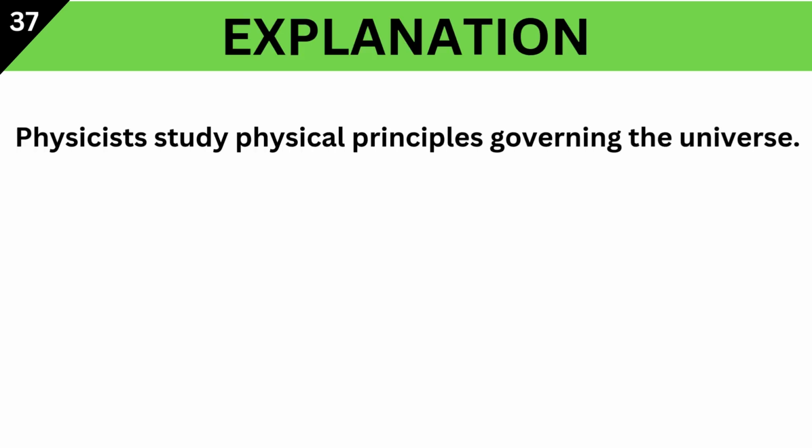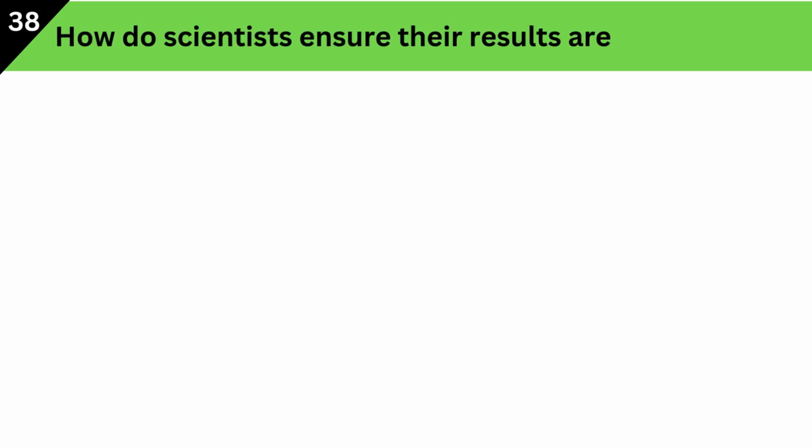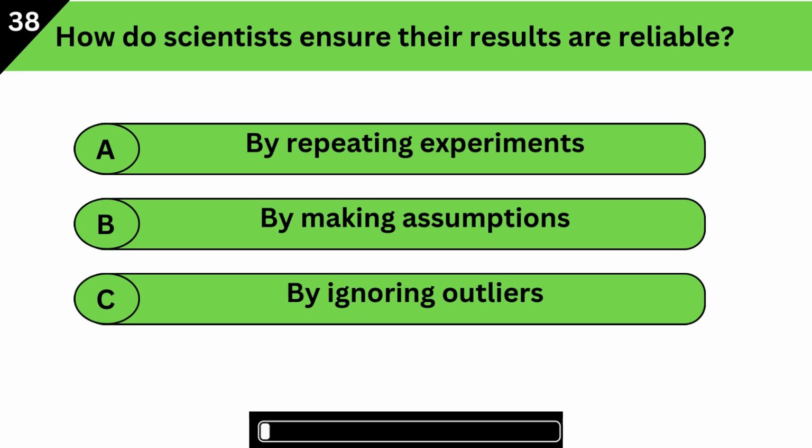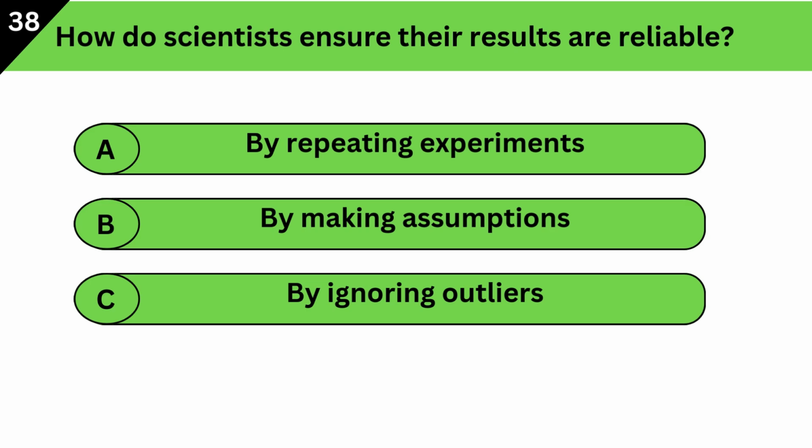Explanation. Physicists study physical principles governing the universe. How do scientists ensure their results are reliable? Option A. By repeating experiments. Option B. By making assumptions. Option C. By ignoring outliers.